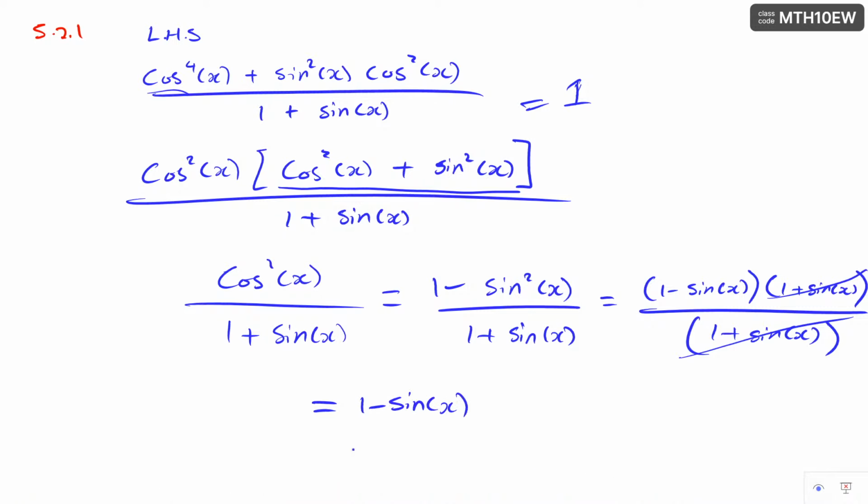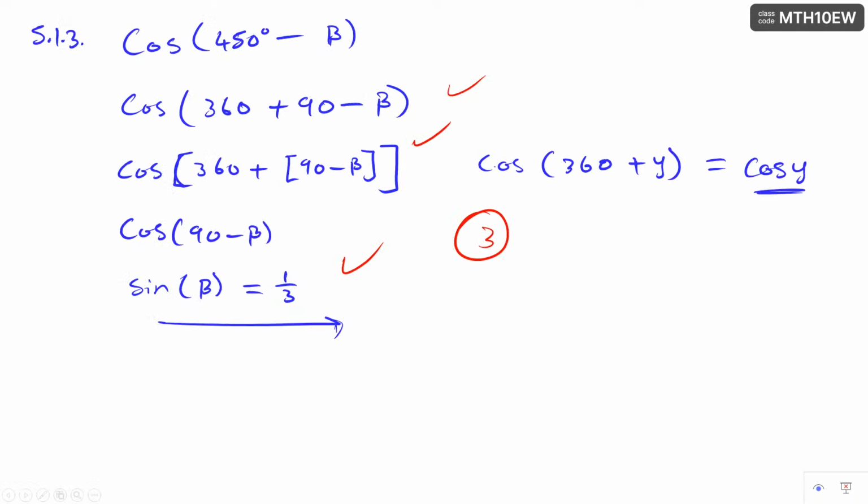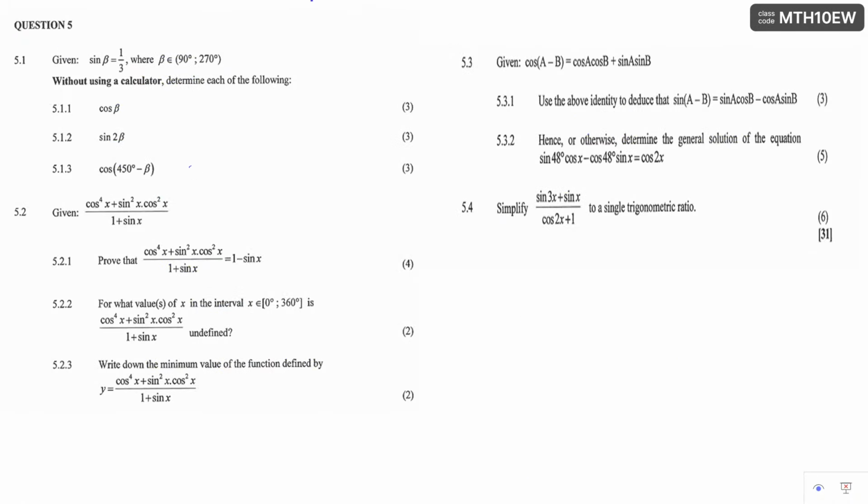And if you check, we are required to prove that this left hand side is equal to this. So now we can conclude and say left hand side is equal to right hand side. Okay, let's check. Yes, we found this one to be 1 minus sine x. So we have 4 marks.